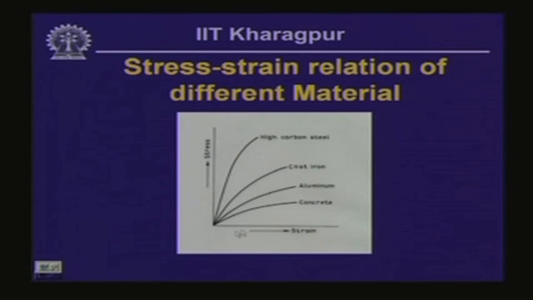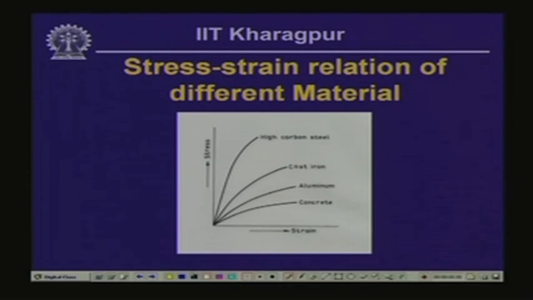Well, these are some of the stress strain relationships for different materials. If we take a concrete specimen and apply a tensile pull in tensile testing equipment, then we will get a profile similar to this, which is the stress strain relationship for concrete. If we take material like aluminum, cast iron or high carbon steel, we get this kind of profile.